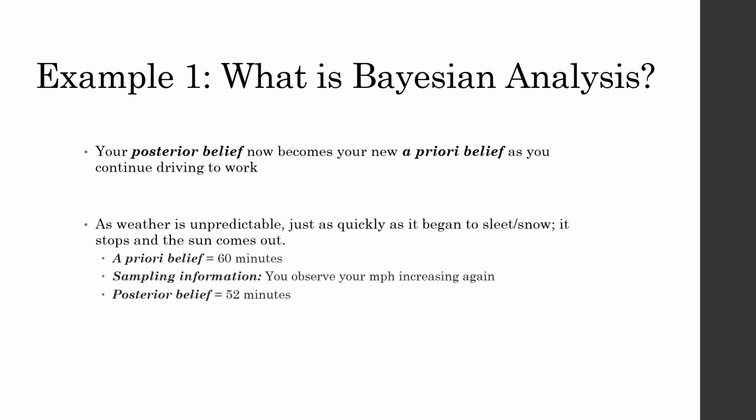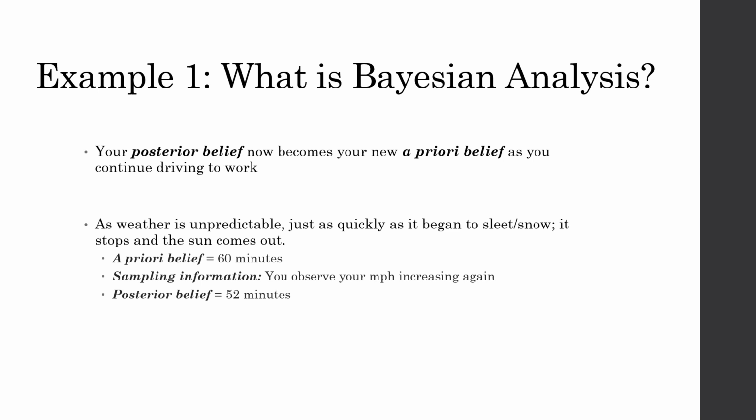So let's say you're continuing your drive to work, and just as quick as the snow and the sleet came on, it stops and the sun comes out. So you have your a priori belief from the iterative process of 60 minutes, right? The sampling information, you notice your miles per hour increase again. You take that quantified data, cycle it back through your Bayesian mind. Keep in mind, all of us are Bayesian thinkers, whether we want to recognize that or not. And you recalculate, it's going to take you 52 minutes total to get to the office.